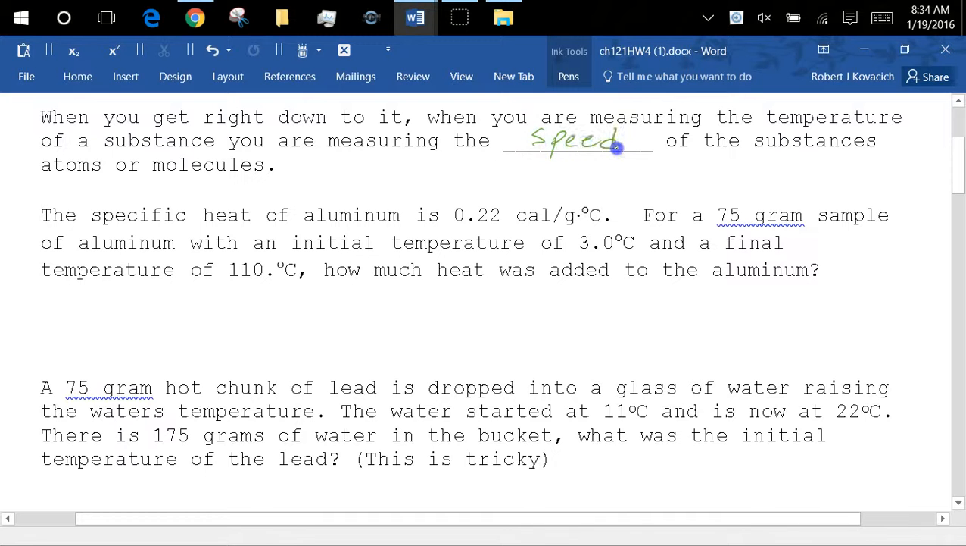When you think about measuring something's temperature, you're going to put the thermometer in there, or whatever it is that you're using, somehow measuring the actual speed at which those atoms or molecules are moving. They're going to be vibrating in place. If they're a gas or a liquid, they're going to be slamming all into the thermometer or whatever it is. But we're really just saying, how fast are these molecules moving?